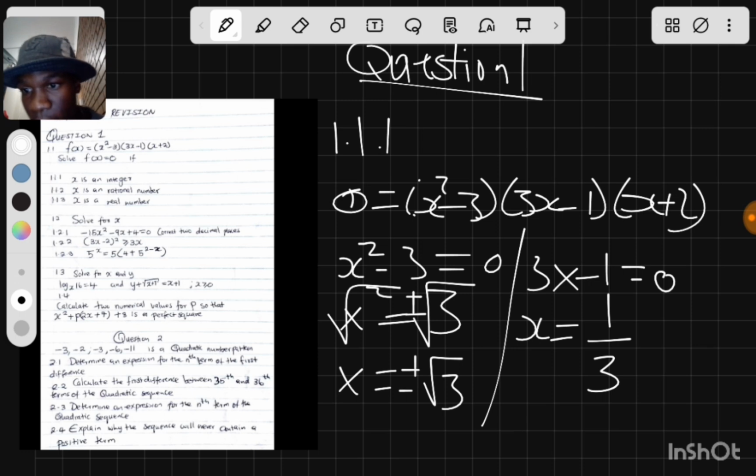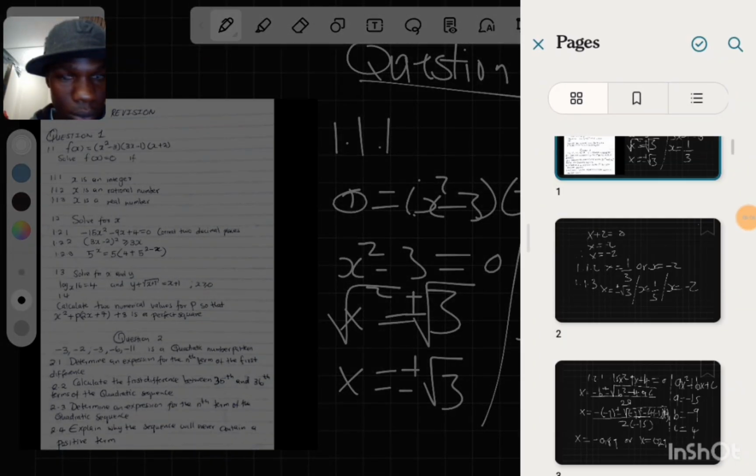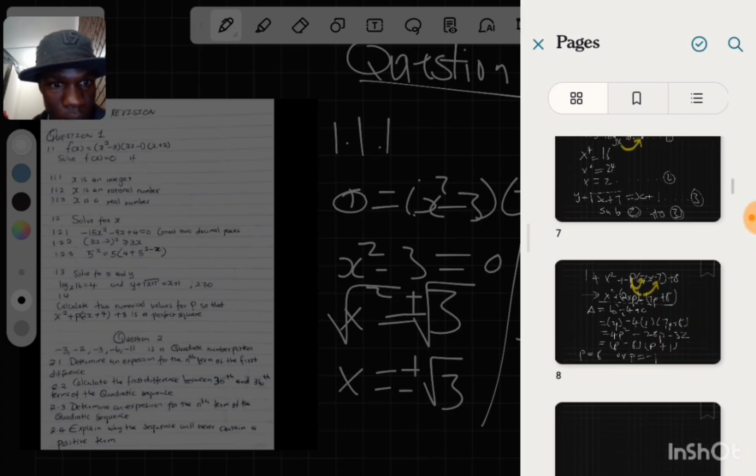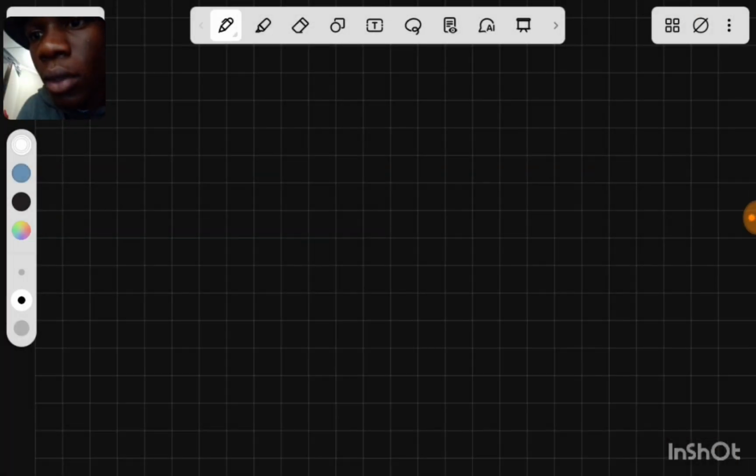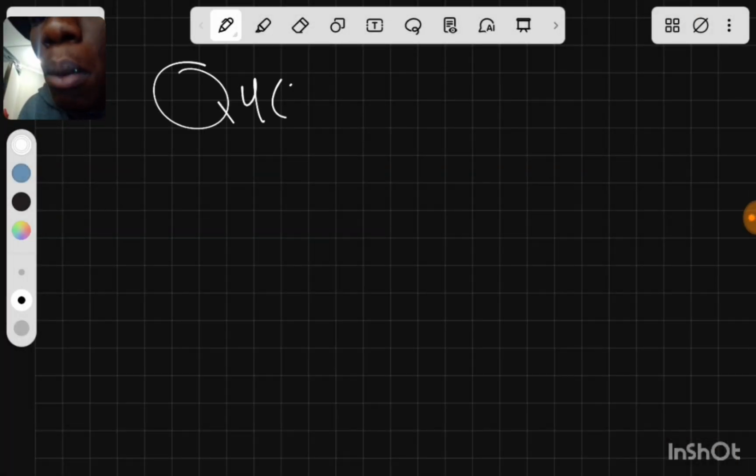So let's see number 1. Question 2.1 says determine the expression for the nth term of the first difference. They say the first difference, and I said the first difference is the arithmetic pattern. So we must get Tn of the arithmetic pattern using A and D. So don't worry, I got you. It's question 2.